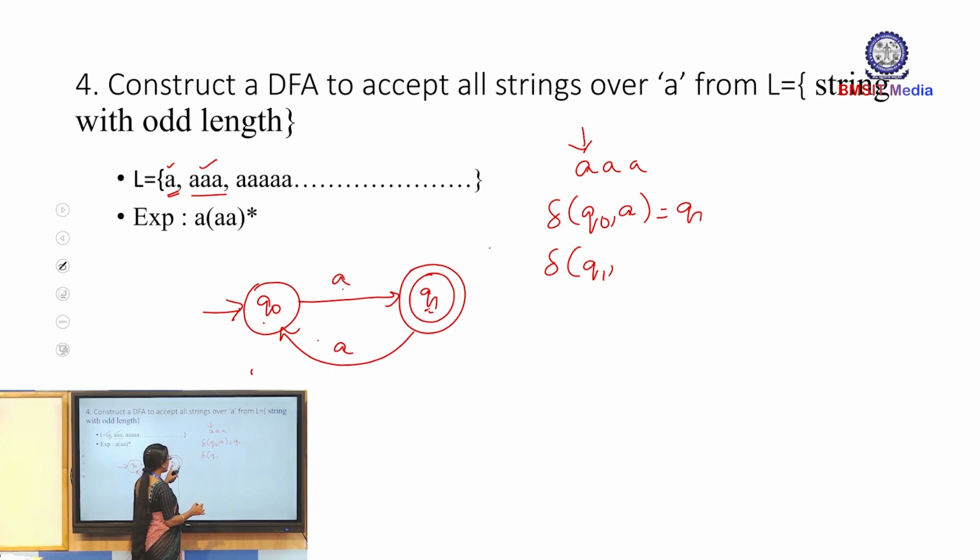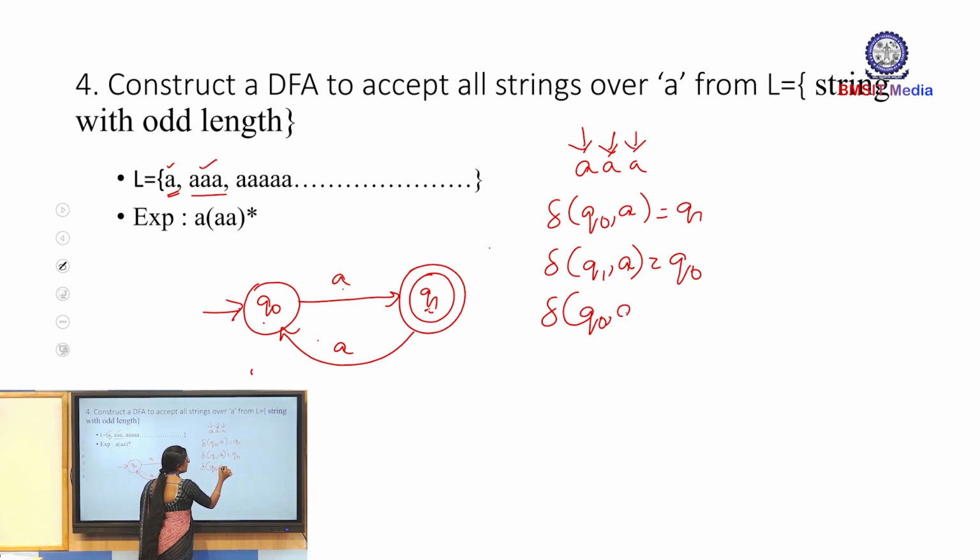Being here in Q1, on accepting the next input symbol, we make a transition to Q0. Now being in Q0, you can see that on accepting the third input A, it makes a transition to Q1. And you can see at the end of the input string, after accepting all these 3 A's, we are in the final state, which is Q1.